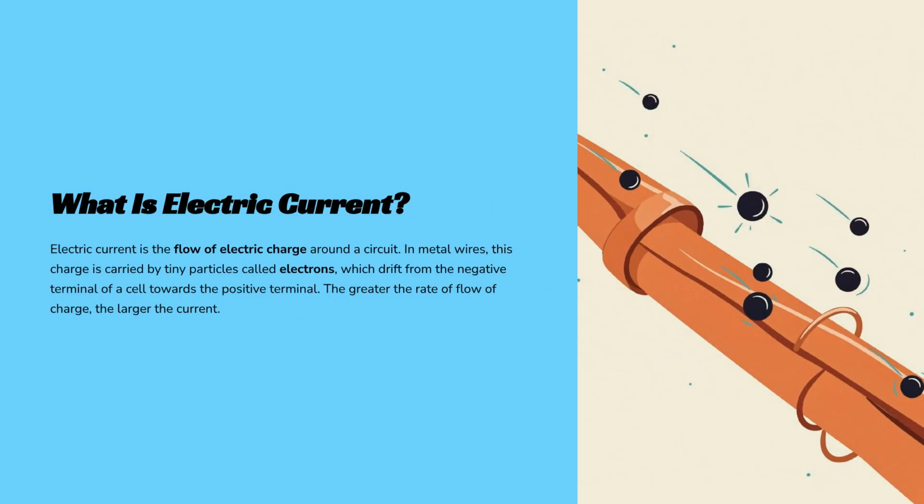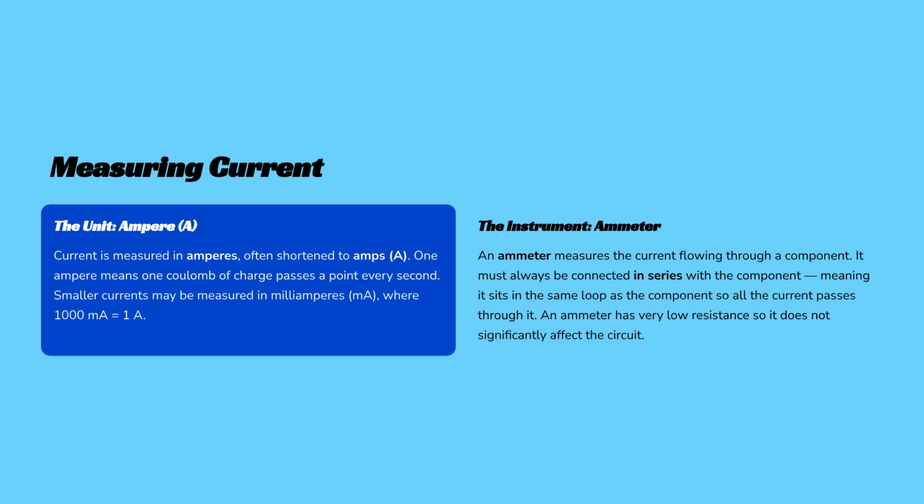First, what is electric current? It is the flow of electric charge around a circuit. In metal wires, this charge is carried by electrons drifting from the negative to the positive terminal of a cell. The faster the charge flows, the larger the current. Current is measured in amperes, or amps for short, using an ammeter. 1 ampere equals 1 coulomb of charge per second.